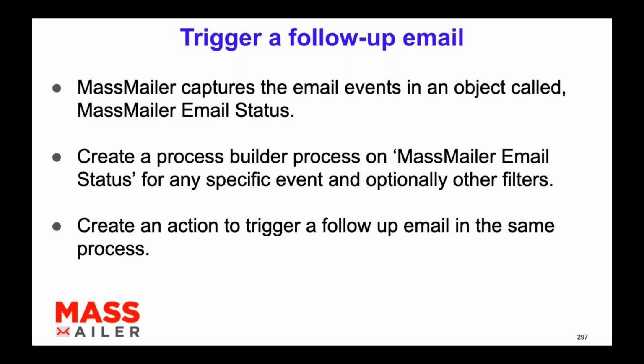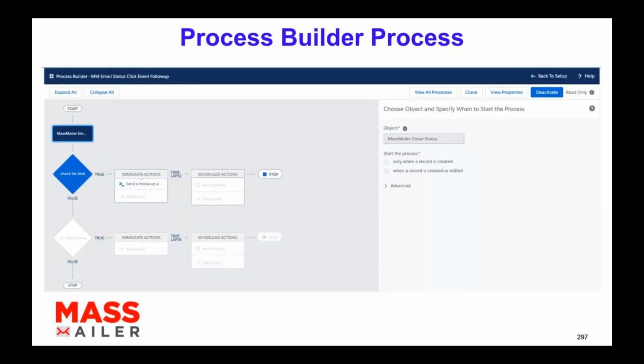Once the criteria are met, you want to trigger a follow-up email by creating an action, which would use the MassMailer Apex class that is intended to send an email, and that's it. So you basically have a very simple Process Builder process. Now, let's take a look at the Process Builder process screenshots. I'm going to show you the same thing in Salesforce as well.